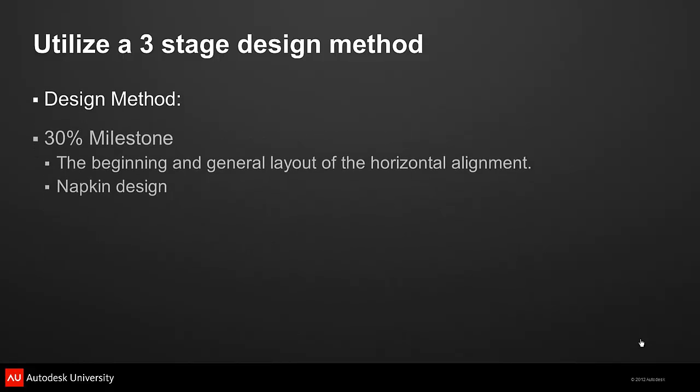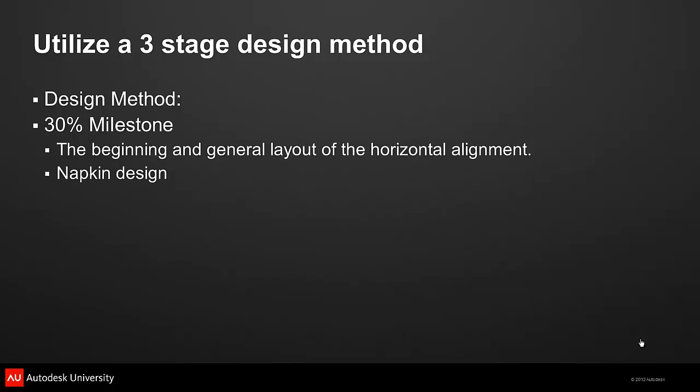First off, the design method, we've broken it into three areas. The first portion is the 30% milestone. This is the very, very beginning. This is when you sit down with your client or the engineer or the project manager and start laying out where you think you're going to want this. I call it the napkin design. You just scribble it down and take a look at what you're wanting to produce.